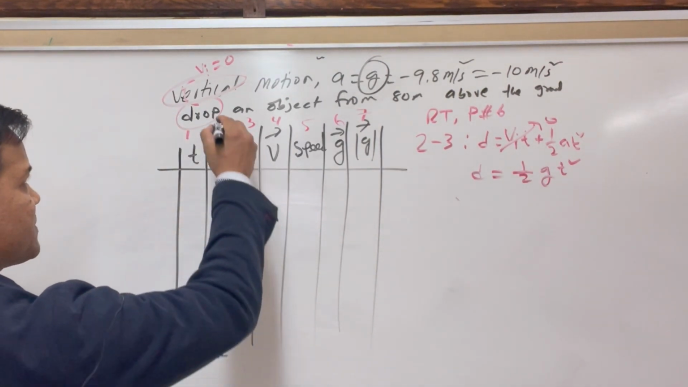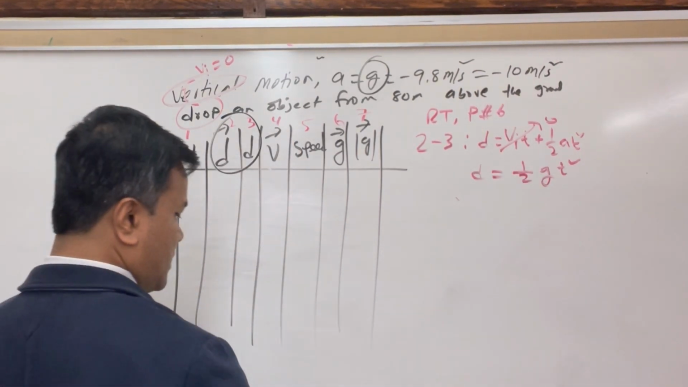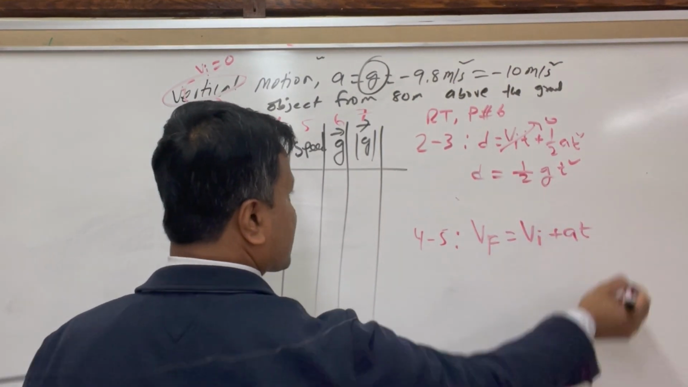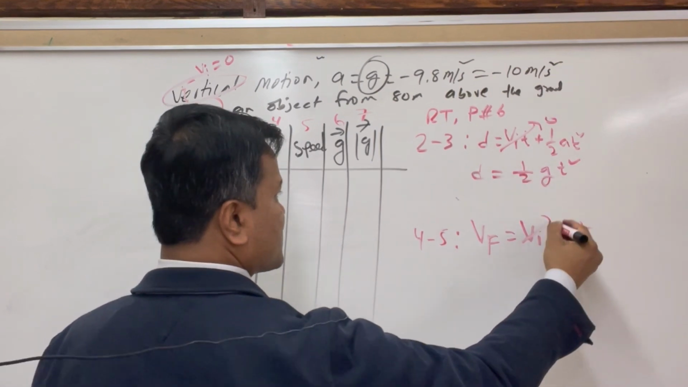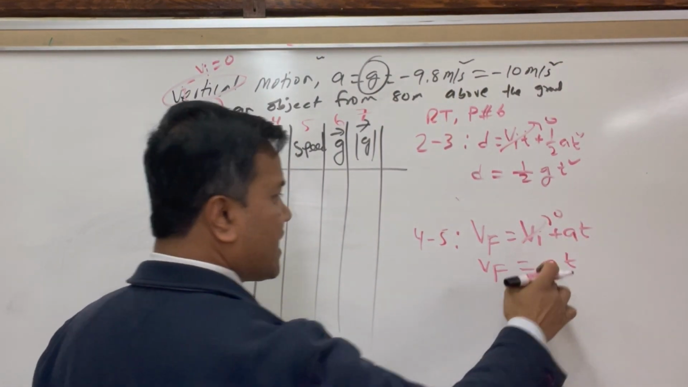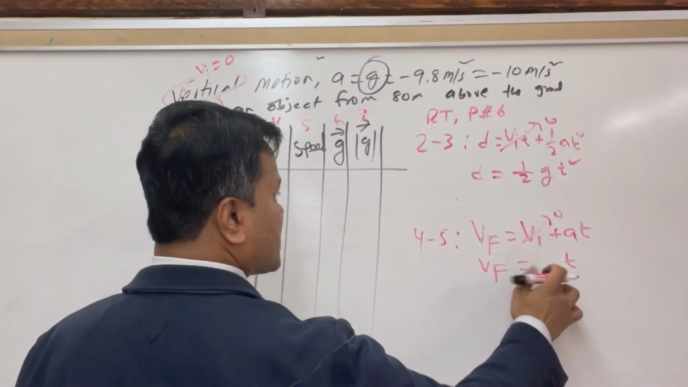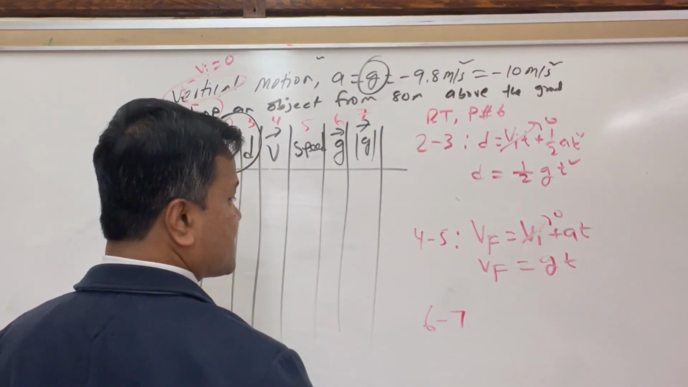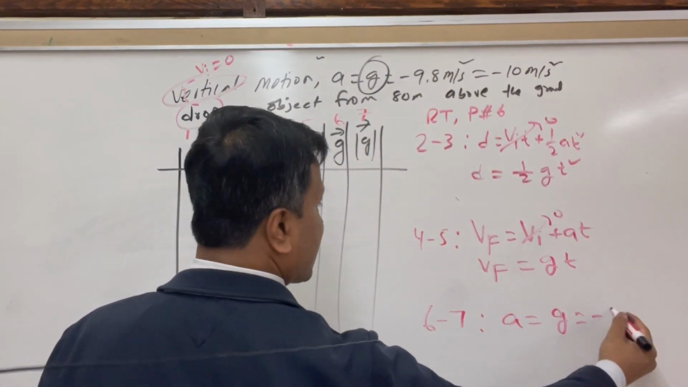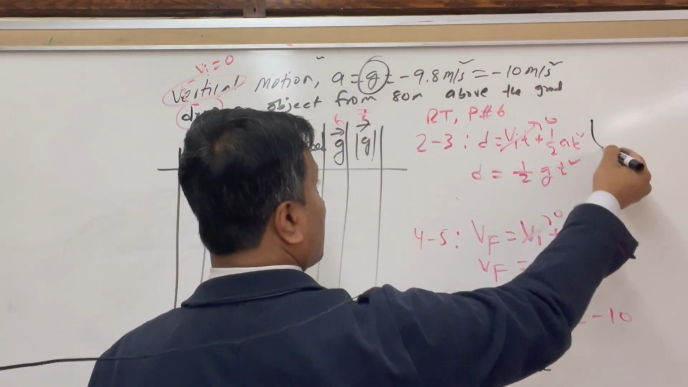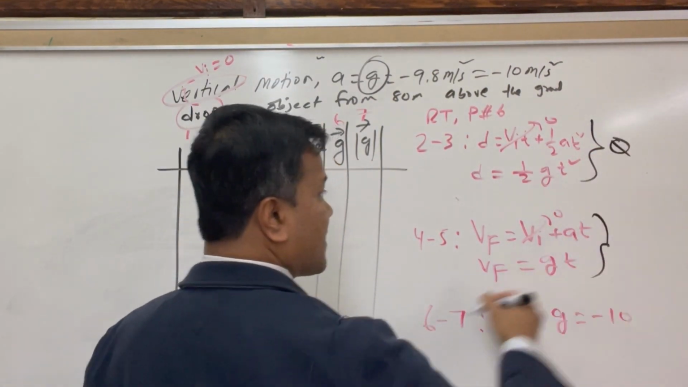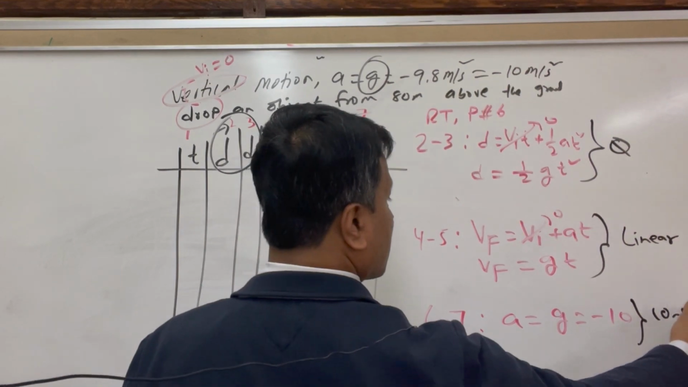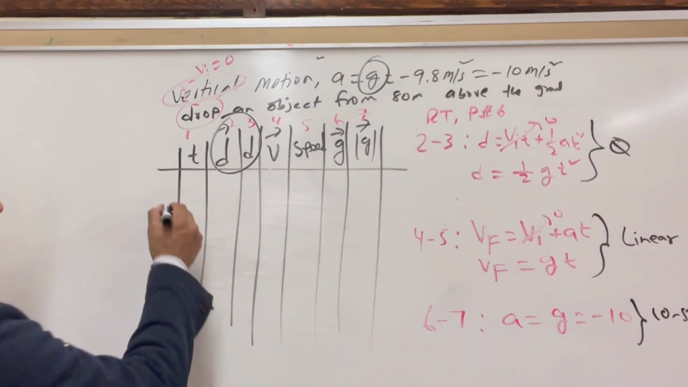Okay, so this is 2 and 3. Now you're going to write 4 and 5. For 4 and 5 we're going to use v_f is equal to v_i plus a t. Excellent. When you drop something, initial velocity is 0, so this equation becomes a t. Now a, of course, is acceleration due to gravity, so instead of a, you write g t. Okay, that's for 4 and 5. Now 6 and 7: you have acceleration due to gravity is -10. So this is a second degree polynomial, quadratic. This is a first degree polynomial, linear, and this is a constant. Okay, good. Now let's do the math.